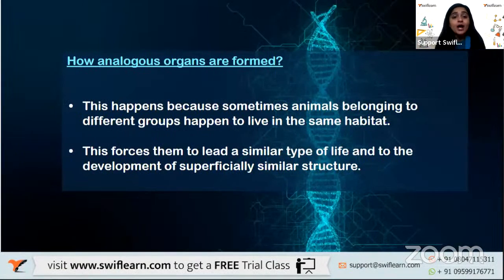Now, how analogous organs are formed. This happens because sometimes animals belonging to different groups happen to live in the same habitat. This forces them to lead a similar type of life and to the development of a superficially similar structure.